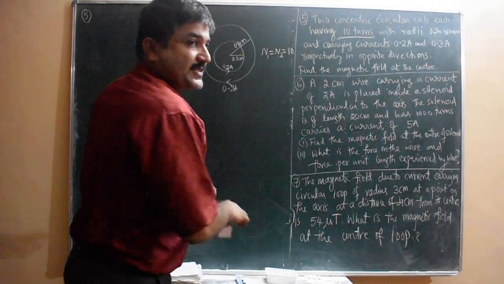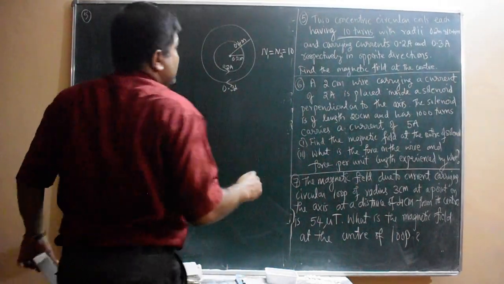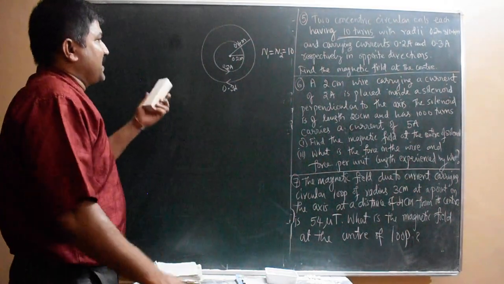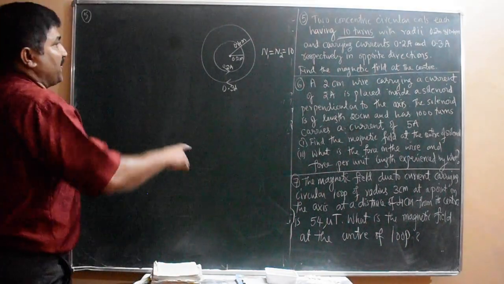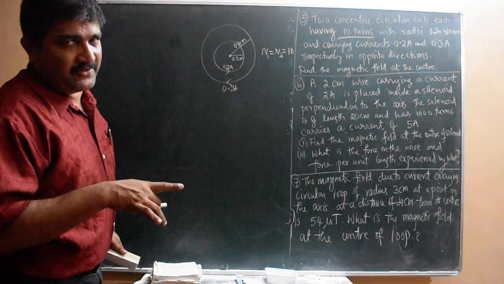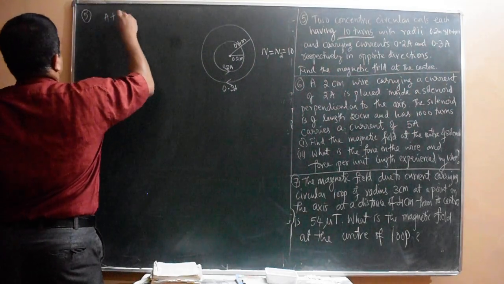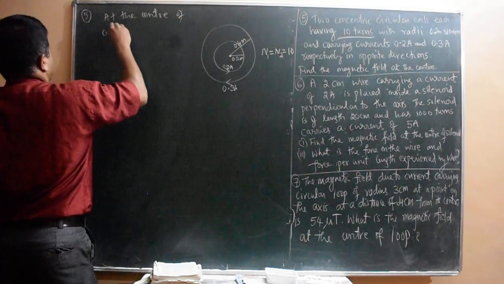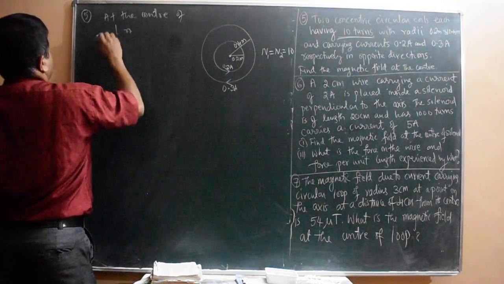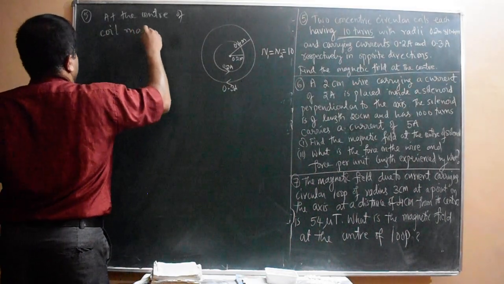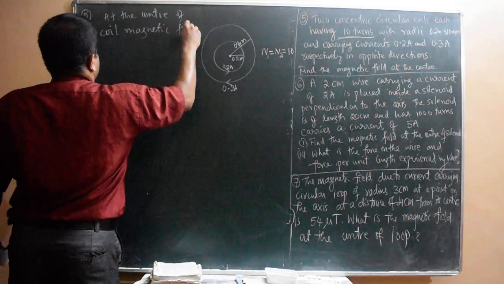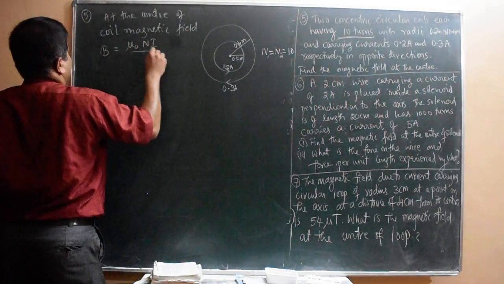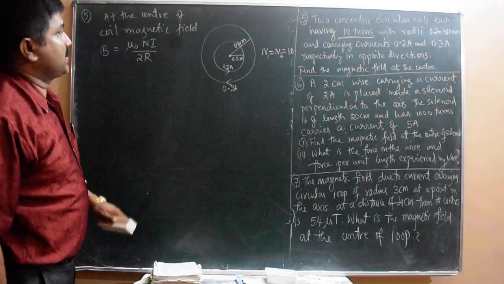So the magnetic field at the center of the coils. Concentric means the centers are coinciding, and both coils are carrying current, so you have to get the magnetic field value. So we have to find the magnetic field due to a circular coil at the center. At the center of a coil, the magnetic field is given by the formula B equal to mu naught N I by 2R. So this is the formula.